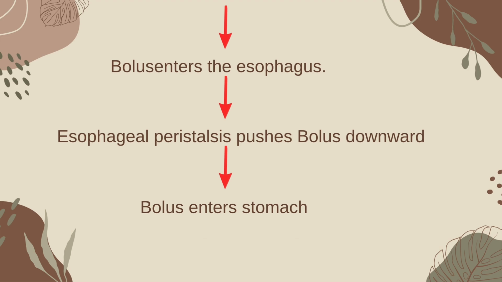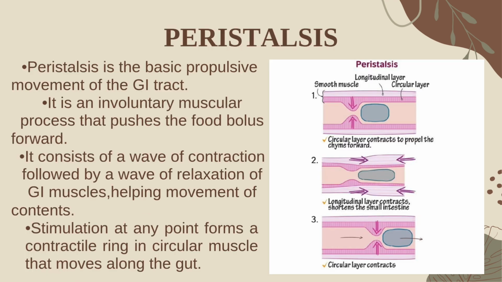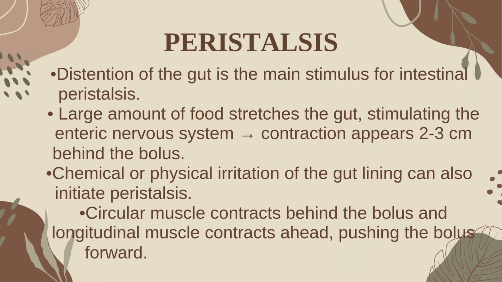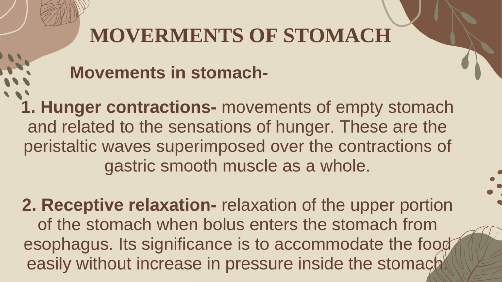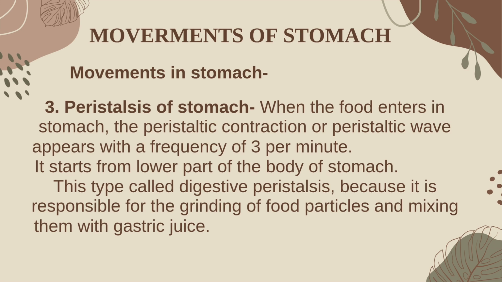Inside the stomach, food is mixed with gastric secretions through strong muscular contractions. These movements help break food into smaller particles and convert it into a semi-liquid substance called chyme. The stomach exhibits different types of movements, including mixing movements and propulsive movements. These movements ensure proper digestion and gradual emptying of stomach contents into the small intestine.